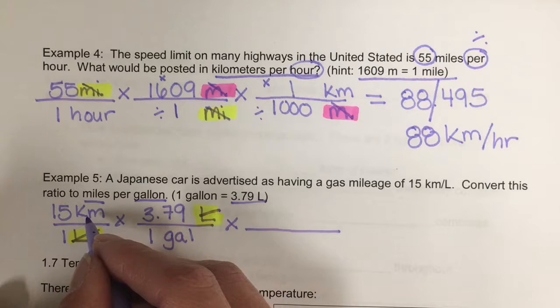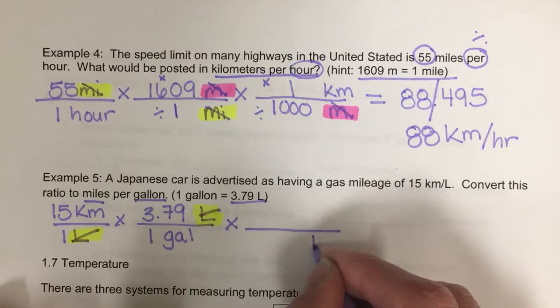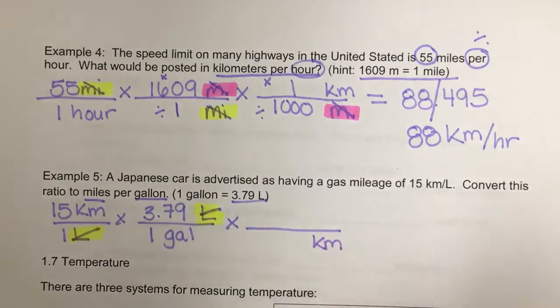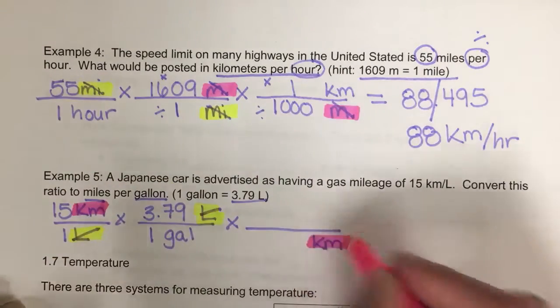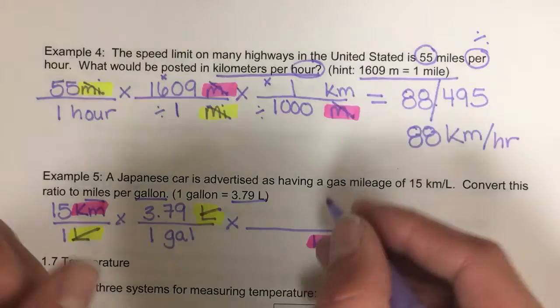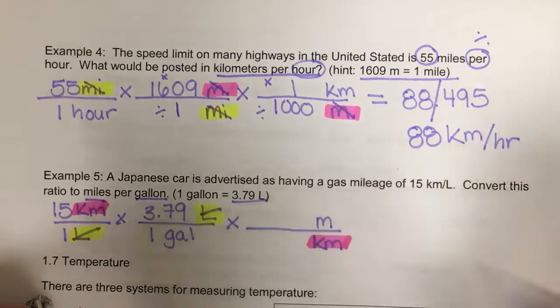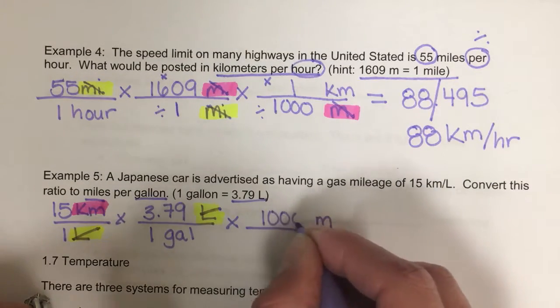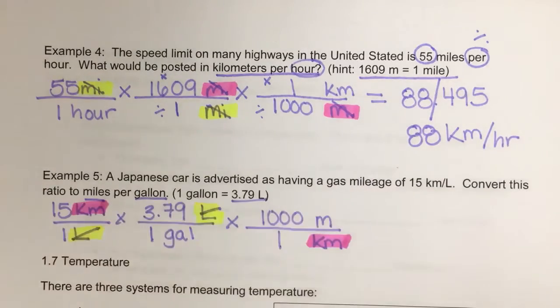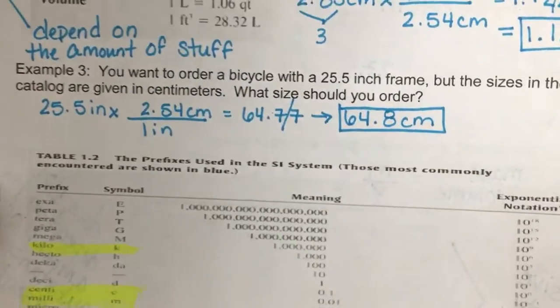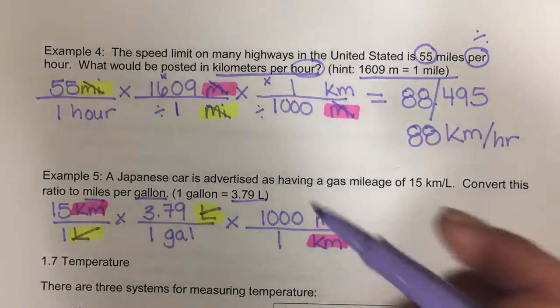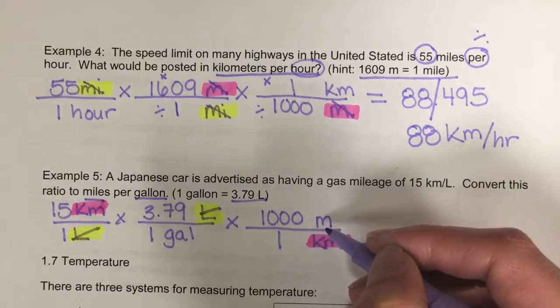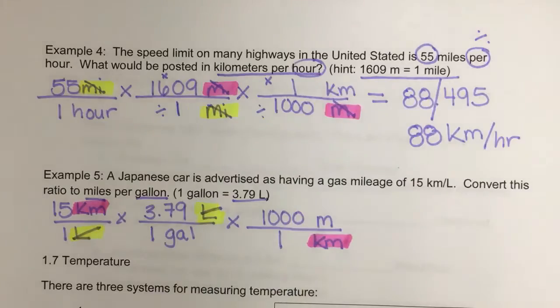So I've got kilometers on top. In order to make that go away, I need to put them on the bottom. Well, I know that I can change kilometers to meters. And I know that there are 1,000 meters for every 1 kilometer, because I've looked at my table on the front and I know kilo equals 1,000. But I still am not done. I've got meters right now, and I want miles. So I need to go one more step.